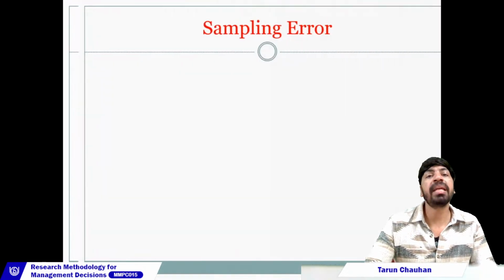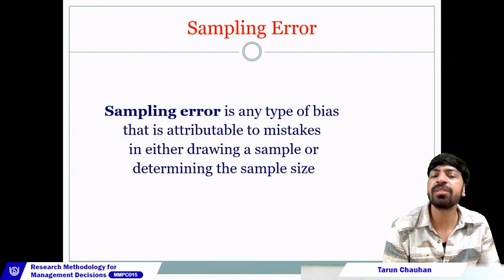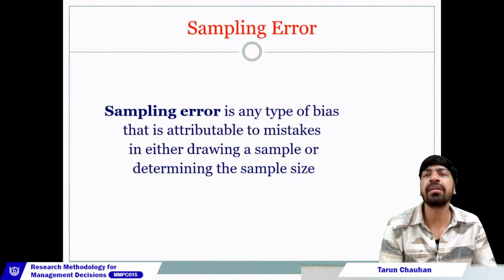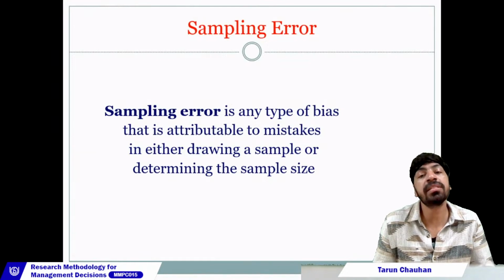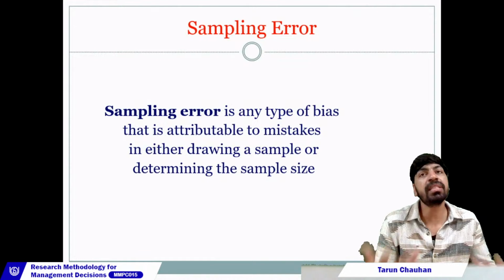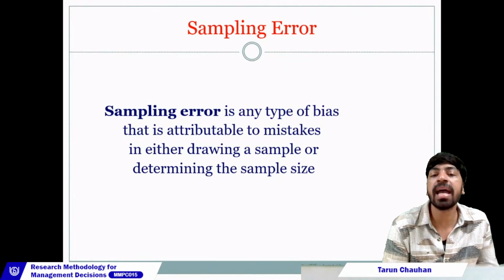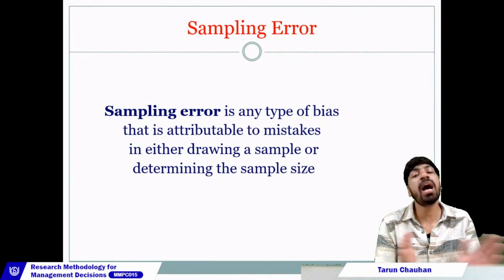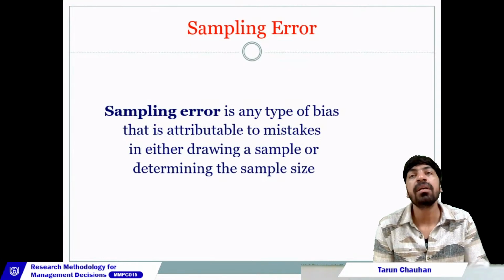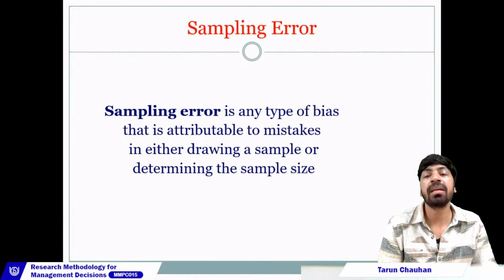Let's talk about the sampling error. Sampling error relates to any type of errors or bias that relates to mistakes, either in drawing a sample or the sample size being wrongly taken in a study. So when any mistake occurs in drawing a sample frame or determining the sample size, it is a sampling error. Suppose a researcher has to take a sample size of 100, but actually by mistake he took 50. That's called the sampling error.